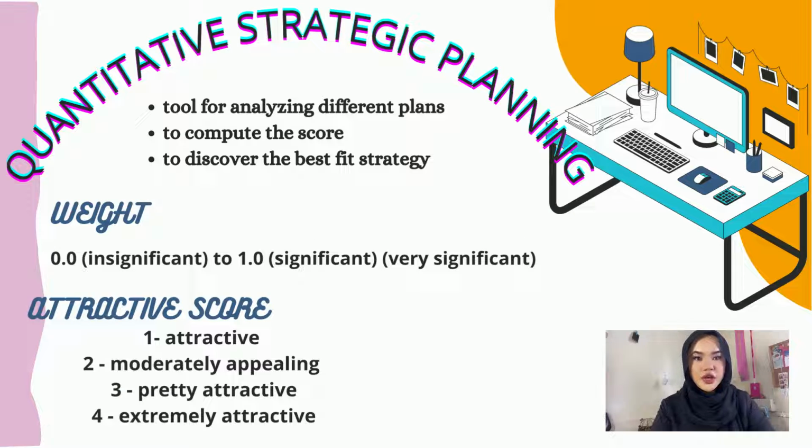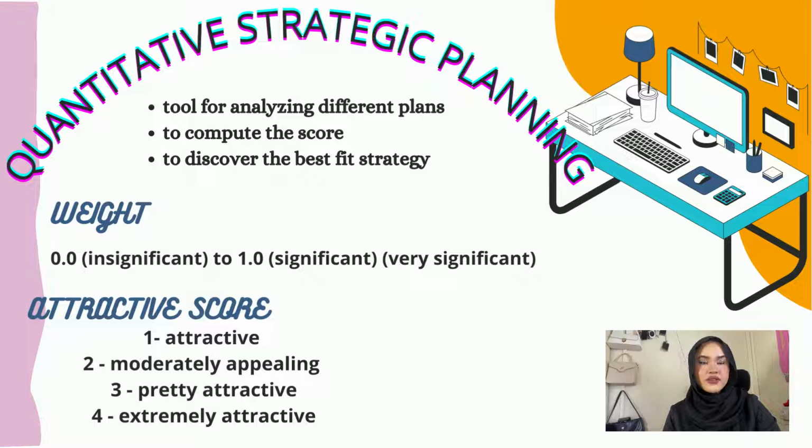My name is Ras Farahin and I will be presenting on the quantitative strategic planning matrix. As stated by David and David, 2017, the quantitative strategic planning matrix is a strategic management tool for analyzing different plans with previous stage facts to compute the score of numerous strategies. QSPM falls under the decision stage to discover the best strategy to be implemented.